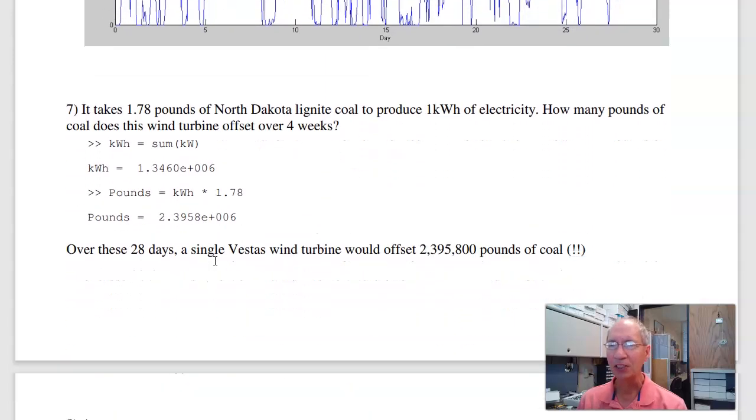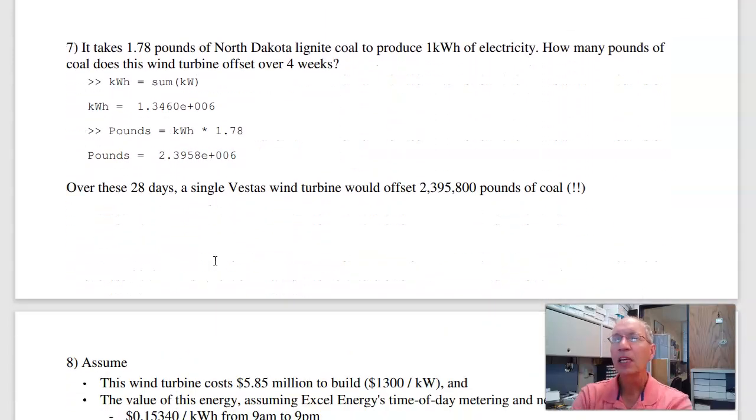Once I get that, I can start doing some analysis. It takes about 1.78 pounds of North Dakota lignite to produce 1 kilowatt hour of electricity. The total energy I produced, adding up all the kilowatts, is 1.3 million kilowatt hours. Big number, and that's just one wind turbine. Equating to 2.3 million pounds of coal. So over those 28 days, that single Vestas wind turbine would offset 2.3 million pounds of coal.